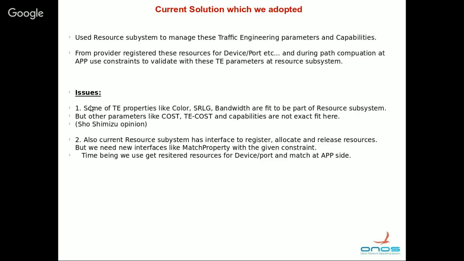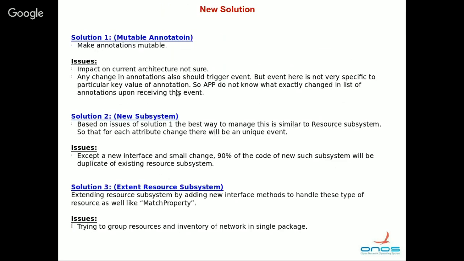Later we got some objections from Shoshimu on this. Some of the parameters, like color, SRLG, and bandwidth, he agreed can be part of the resource subsystem, but some of the parameters, like cost and capabilities, he felt don't exactly fit into this subsystem. So we were stuck on this point, and later we thought we could use something like annotations. The problem with annotations is that they are not mutable. As I told you, these properties are dynamic in nature, so we can't put everything in the annotations, since annotations cannot be changed. So this is one of the issues we faced with solution 1.